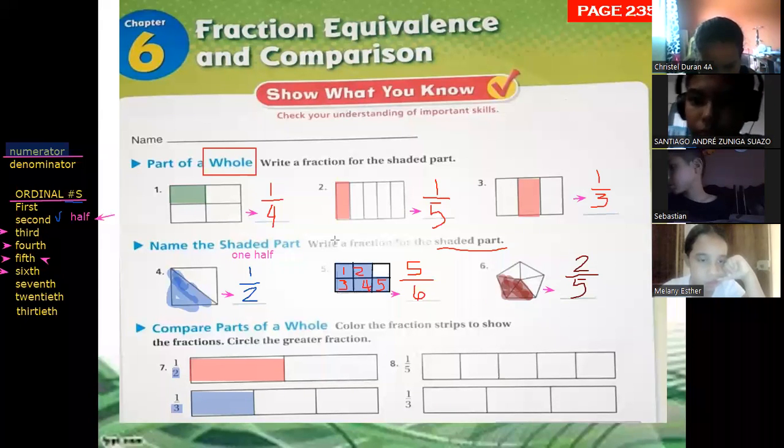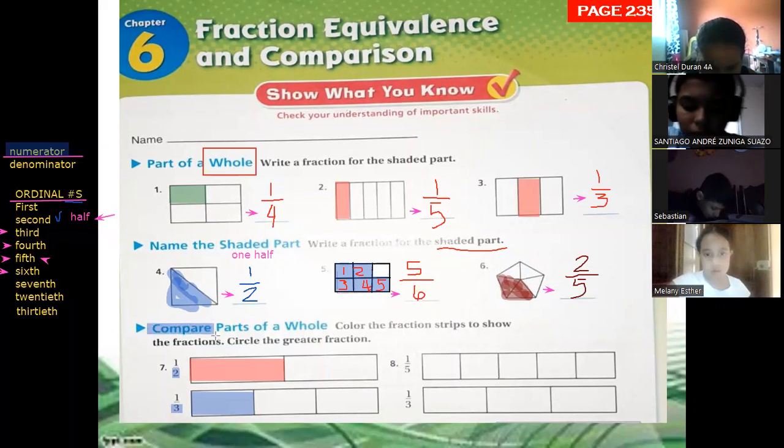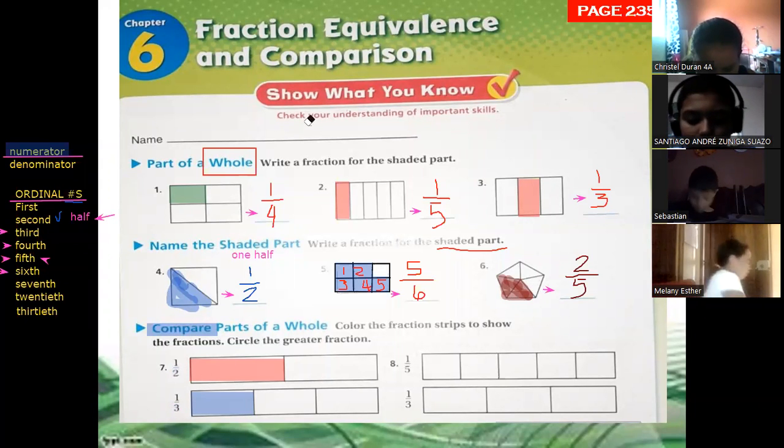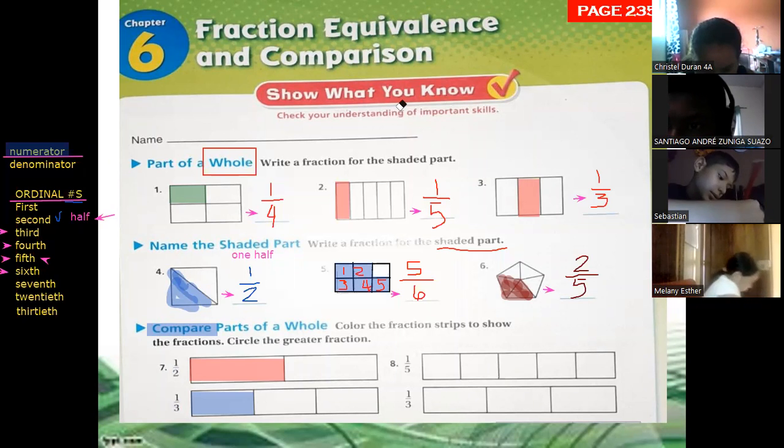Color, please, quickly. We have no time. So the exercise says that we have to compare. Compare, okay? The 2 shapes, the 2 rectangles next to it. Which one is the greatest? The red or the blue?